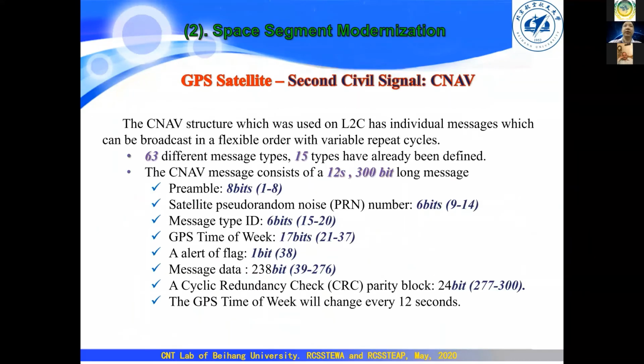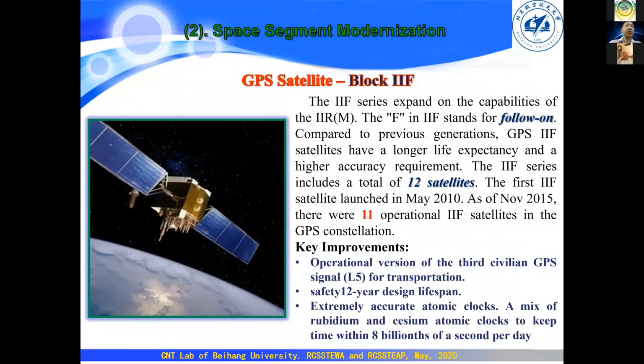And recently, they have launched the block 2F GPS satellite, which has the third civilian signal, the L5 signal, and each satellite can serve for more than 12 years, and also has a more accurate atomic clock. This is the L5 signal.